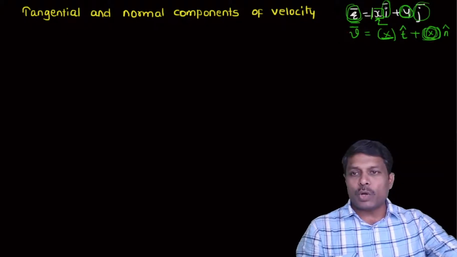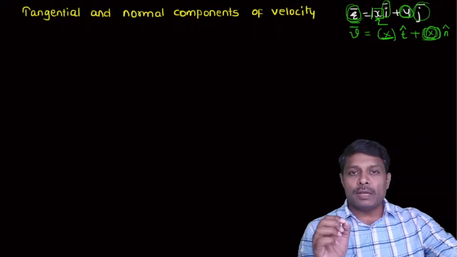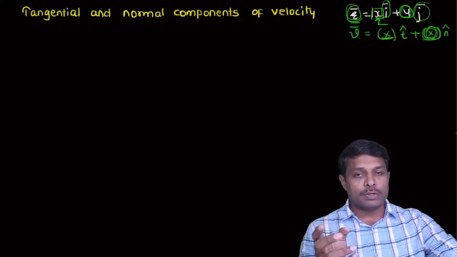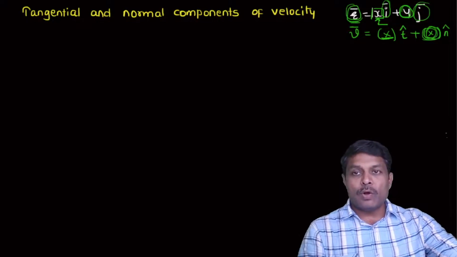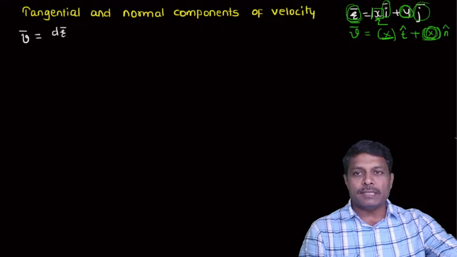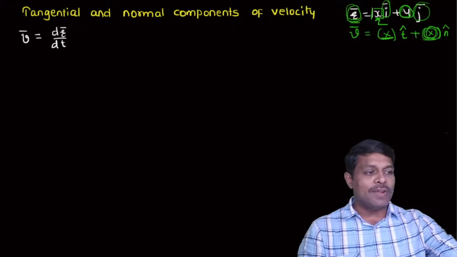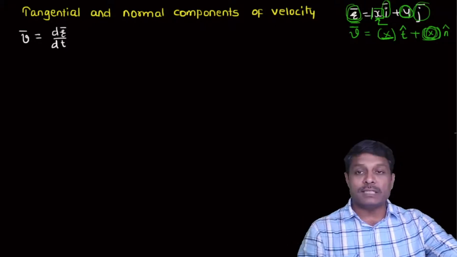Now we will solve this question because it's very easy. Here I want to find the components of velocity. We know that velocity v bar, as per our definition, is dr bar by dt. The rate of change of displacement with respect to time is called the velocity vector. That's why I have written v bar is equal to dr bar by dt, where r bar is the position vector of any point on the curve at any time t.